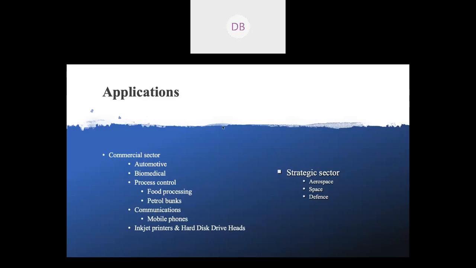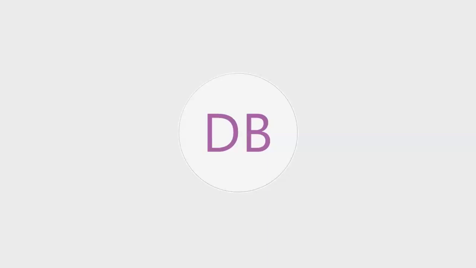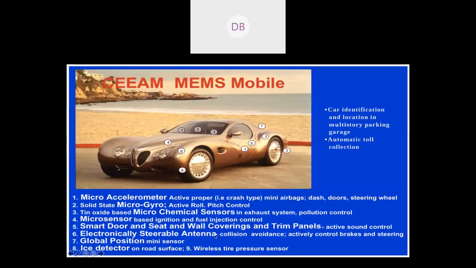Fine. So, getting to the applications, we find a good number of commercial applications in automotive, biomedical, process control, communication, inkjet, all these things. So I'll just list out a few applications. This is a car. You can see a number of sensors in a car. It can measure the tire pressure. We have the airbag system nowadays where with some crash, immediately the airbag opens, or you have the fuel injection system.